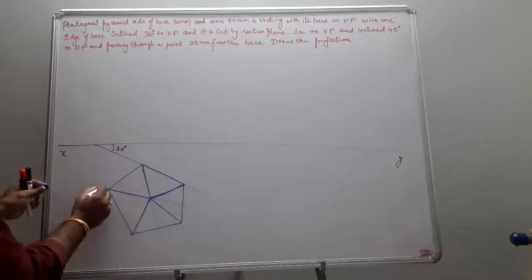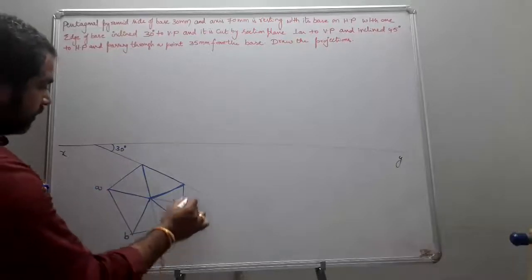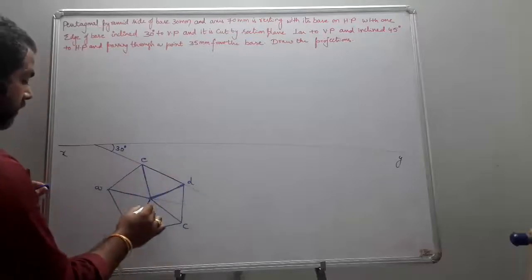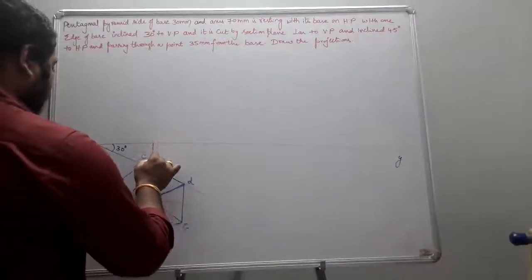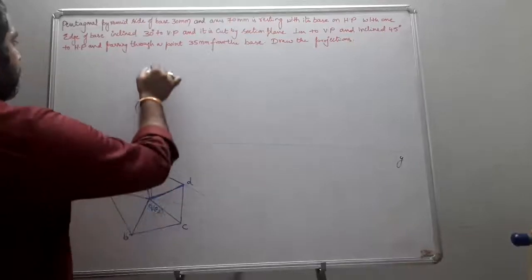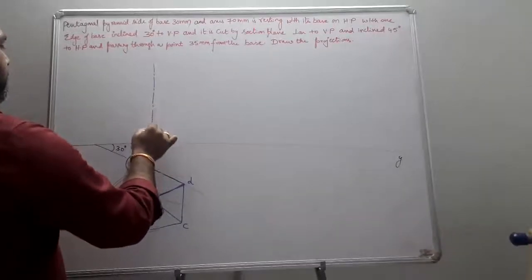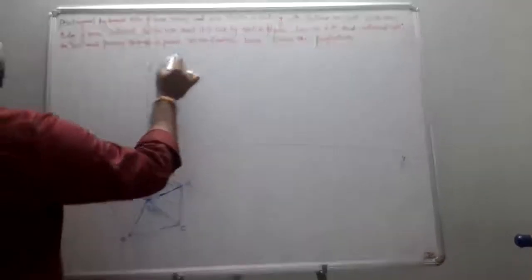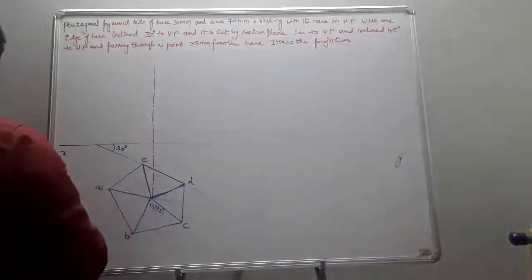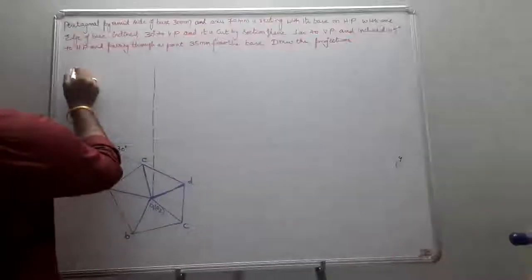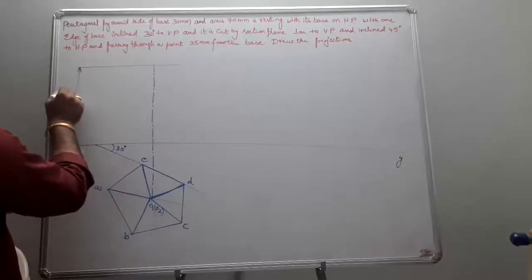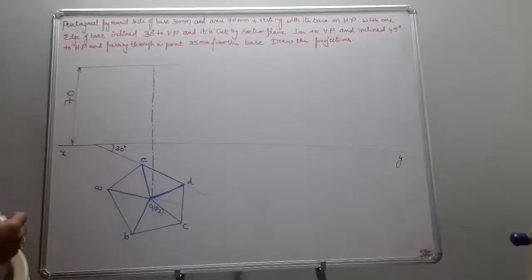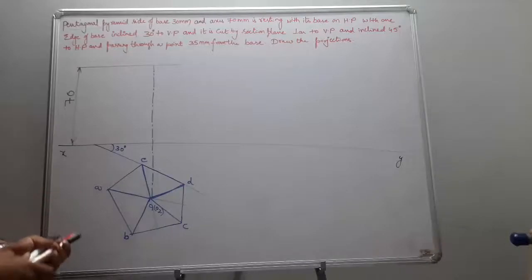So these points are A, B, C, D, E, and O1 or O2. The height of the axis is given as 70. Okay, now draw the projectors.